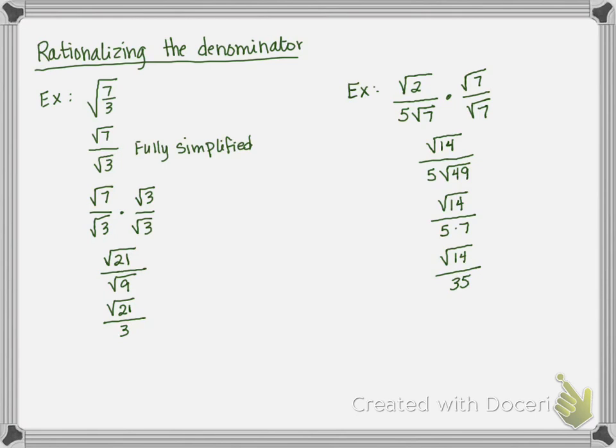So I could have multiplied by 5 root 7 over 5 root 7, but then I just end up canceling that extra 5 off at the end. So because that 5 is already rational, I don't really have to worry about it when I'm actually doing the process of rationalizing. Any questions?